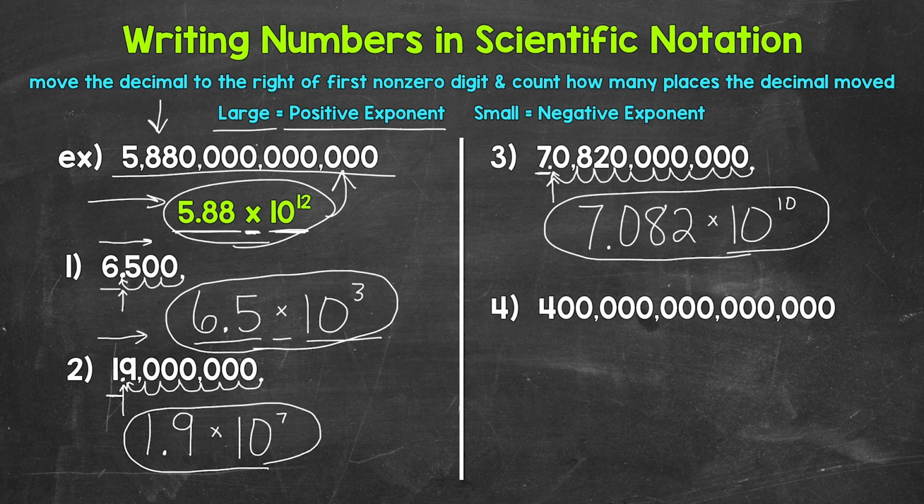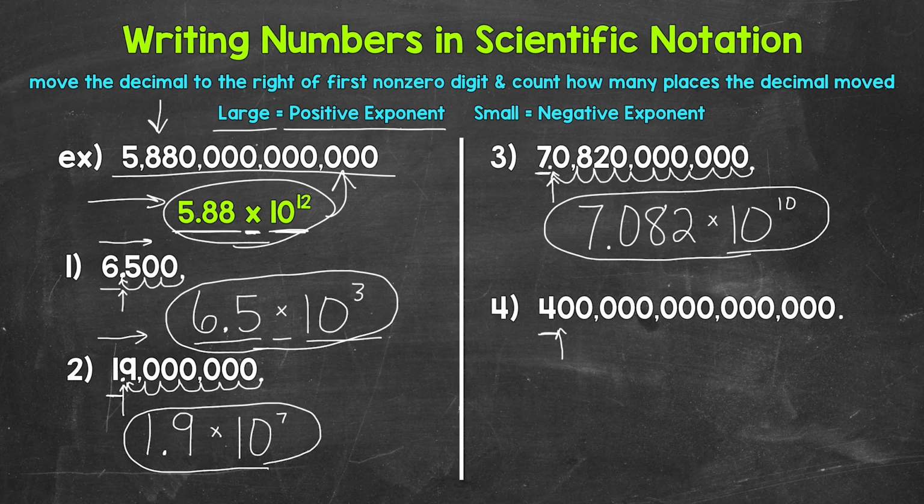Lastly, let's move on to number 4. So let's find that first non-zero digit, which is going to be this 4 right here, and we need to move the decimal to the right of that. The decimal goes right here after the ones place, after the whole number, and now let's move it.